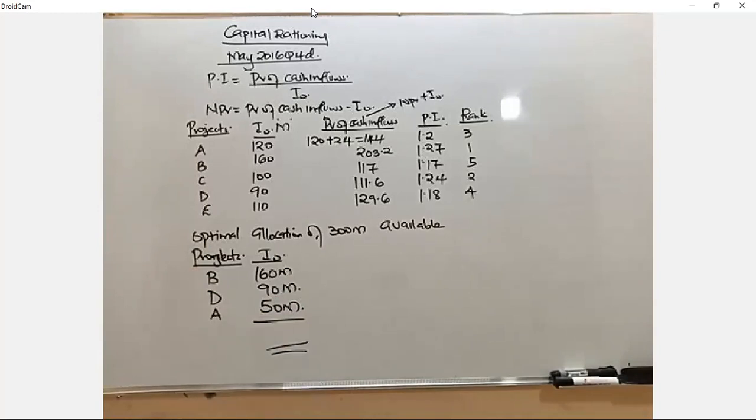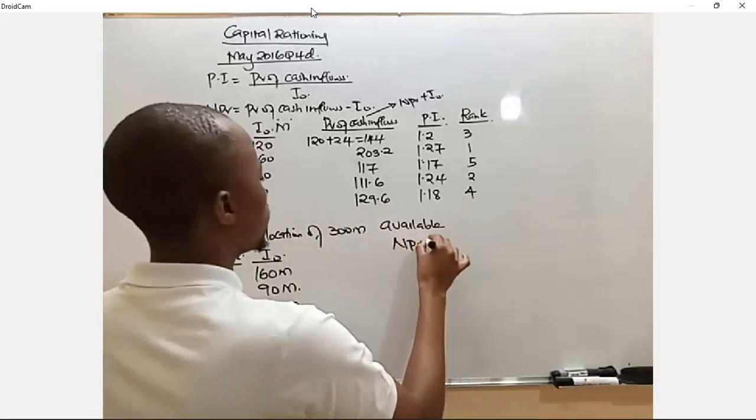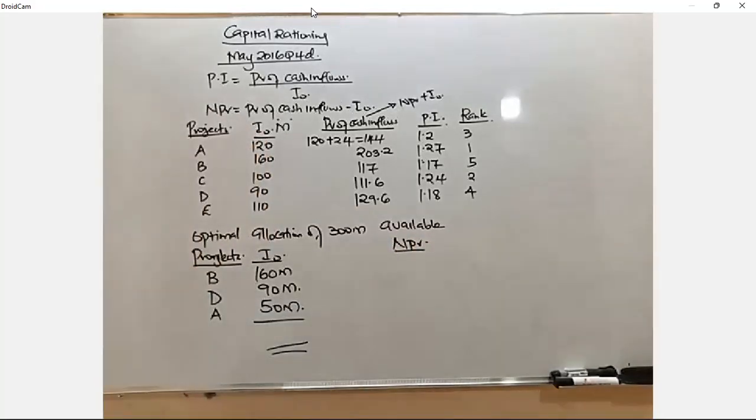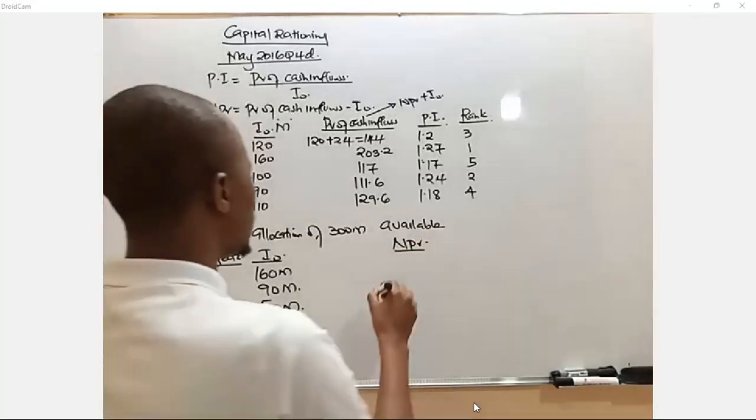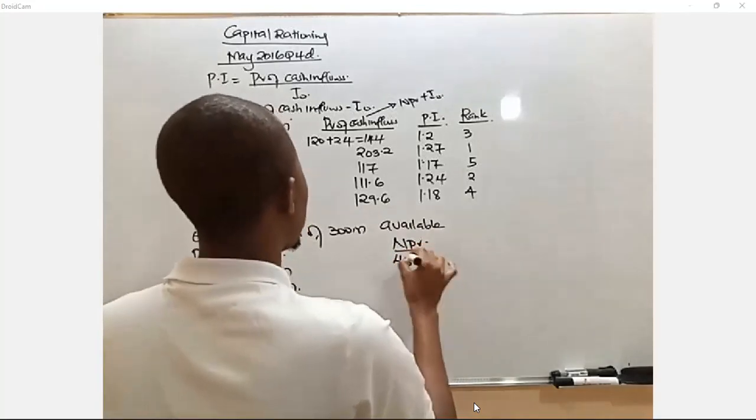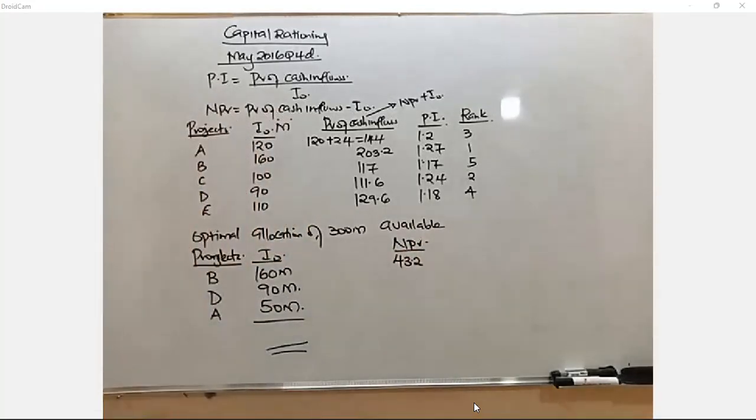When you look at the NPV of project B, right? The NPV of project B, because it is needed. So in this case, you look at the NPV of project B, you find the NPV of it is 43.2. Now, what about D? The NPV for D is around 21.6.